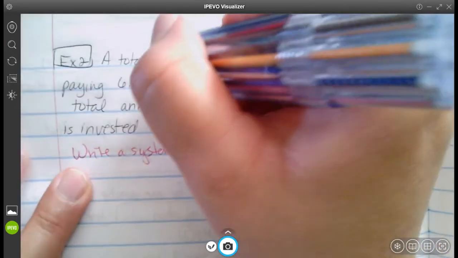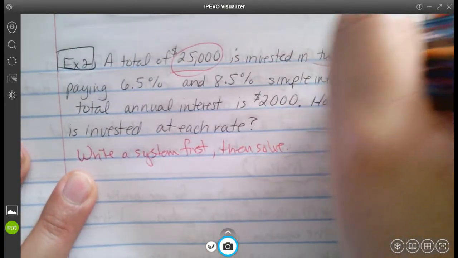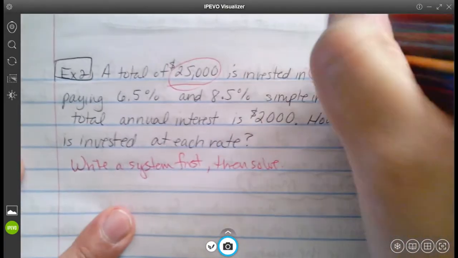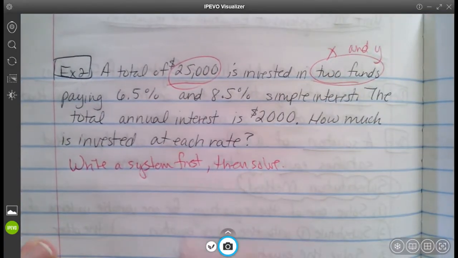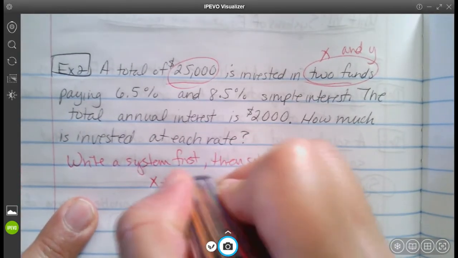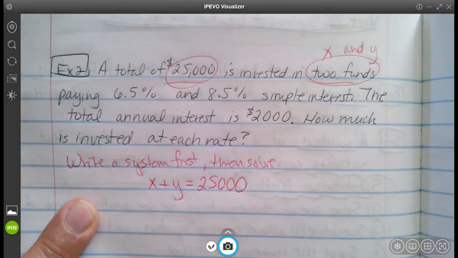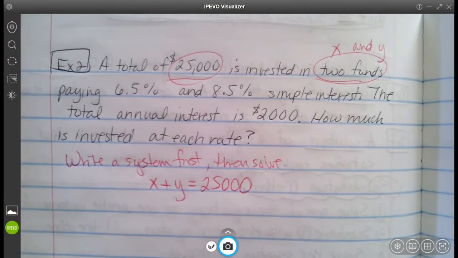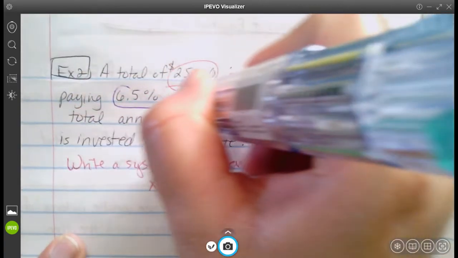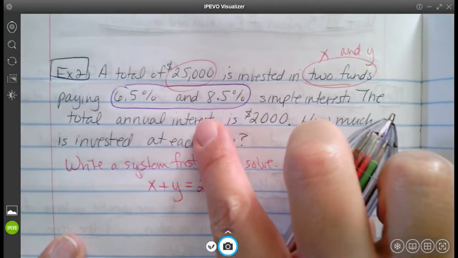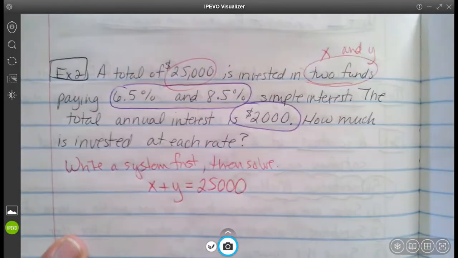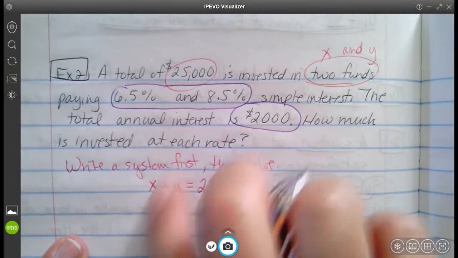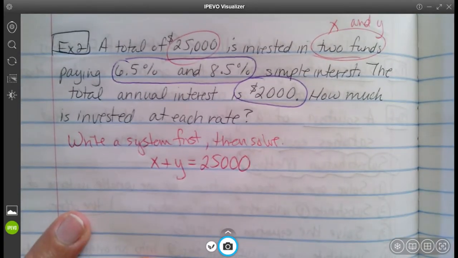Okay, so it looks like I have $25,000 invested in two funds. Let's call those two funds X and Y. So there is my first equation: X plus Y equals $25,000. Each of those funds is paying 6.5% and 8.5% of simple interest, where the total annual interest is $2,000, which means one of these is with the X, one of them is with the Y, and those together give me 2,000.